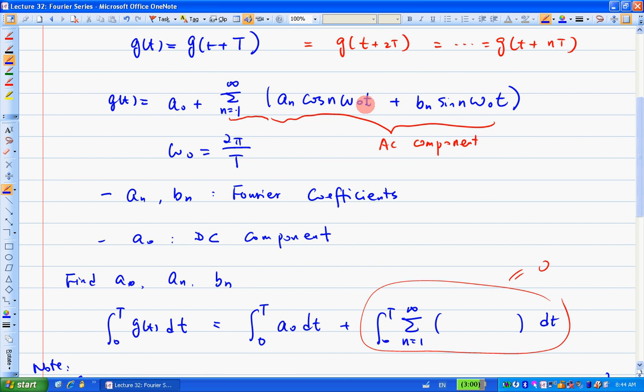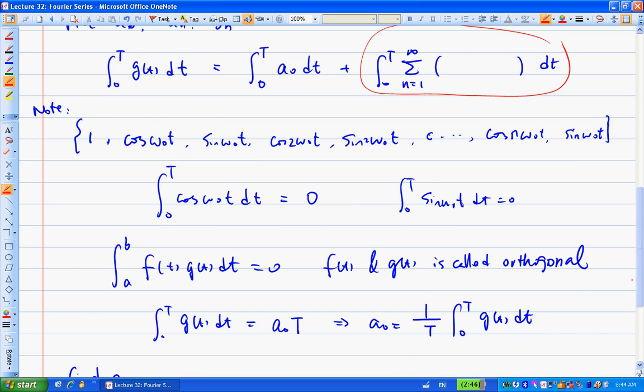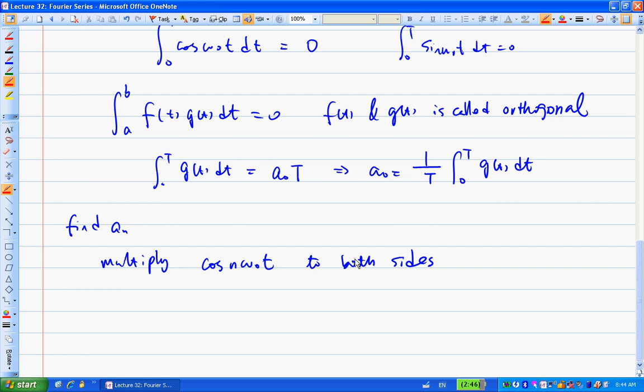Here's this g of t equal to this, right? So you multiply this cosine n omega naught t over here, to both sides. Then you integrate both sides over one period, and we're going to make use of the similar properties that we said, the orthogonal property of this set of the sine and cosine here. We are able to do some simplifications, and we'll be able to find a_n here.